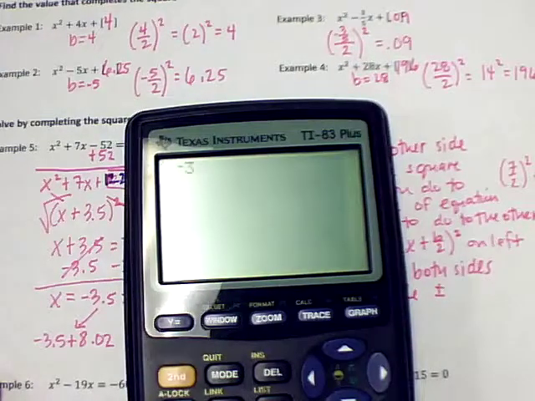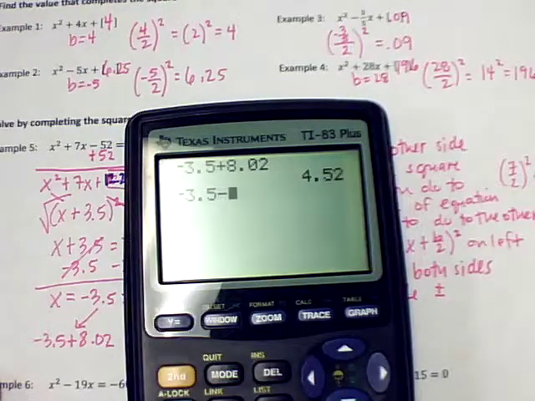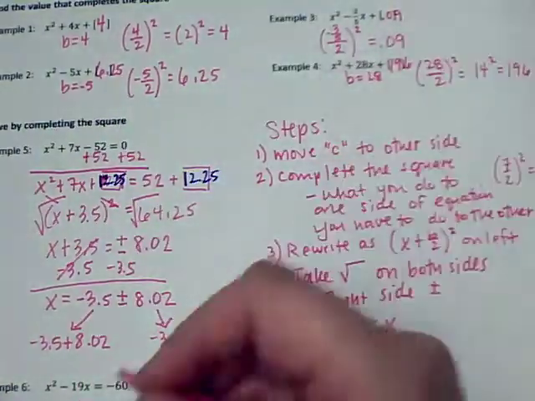Negative 3.5 plus 8.02, I get 4.52. Negative 3.5 minus 8.02, I get negative 11.52. So those are the two answers.